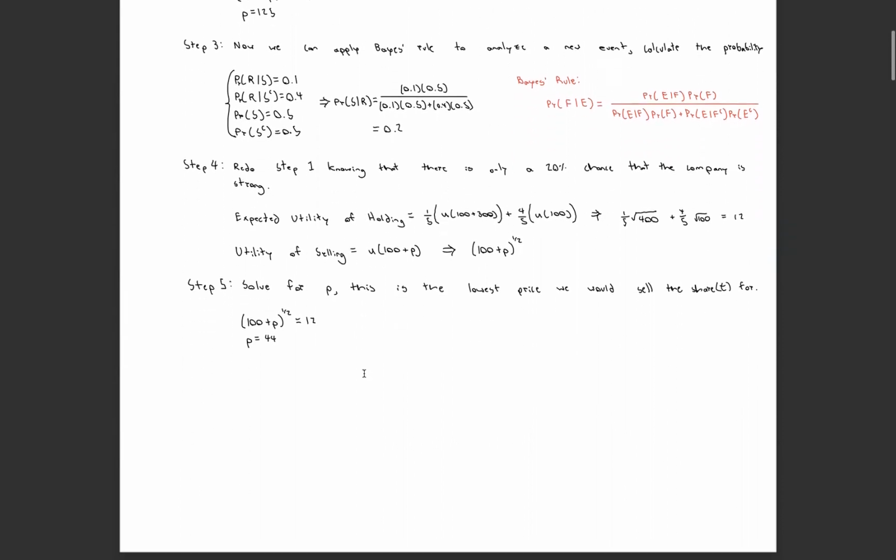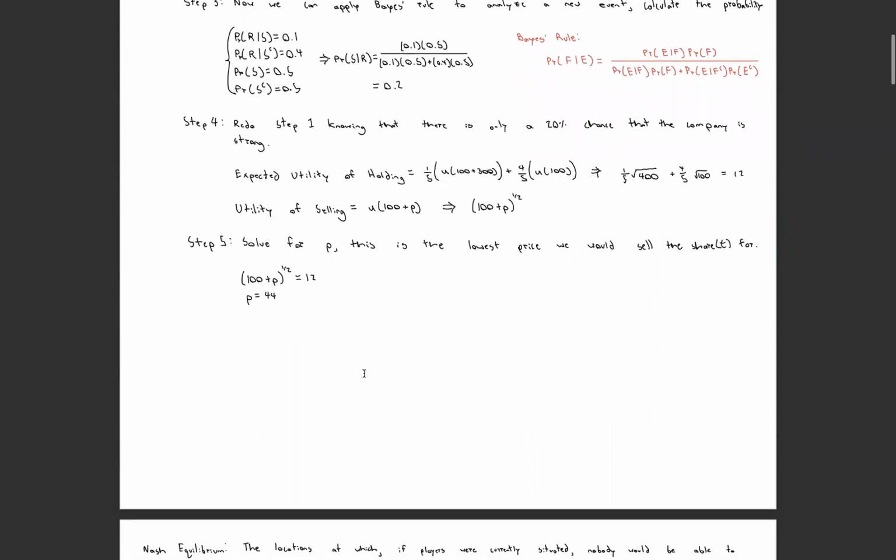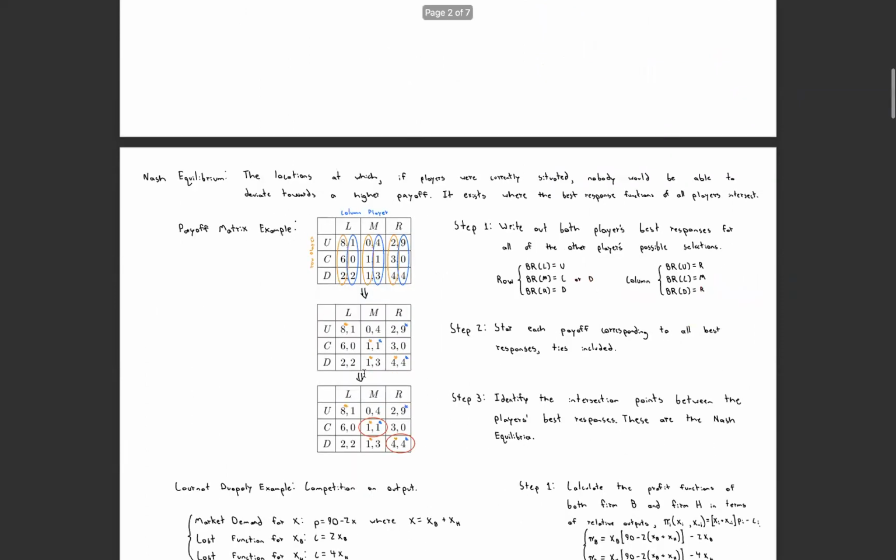So it's going to be 1/5 your utility function of 400 plus 4/5 of the utility function of 100. And that 1/5 and 4/5 is just going to be your probability. You end up with, I guess, the expected utility of holding being 12, and then the utility of selling, you set up in a similar fashion, go about solving that as well. Now that we've calculated some of that conditioning information, and then you should be good to go.